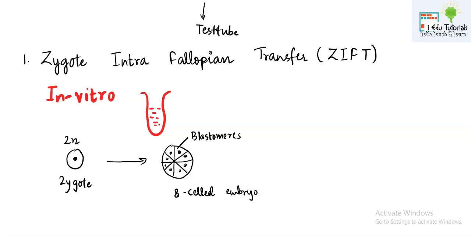Now when this 8-celled embryo is inserted with the help of a syringe into the fallopian tube of the woman who wants to become a mother, this is known as zygote intra-fallopian transfer. Means the zygote would be transferred into the fallopian tube. Right? So this is the first one.